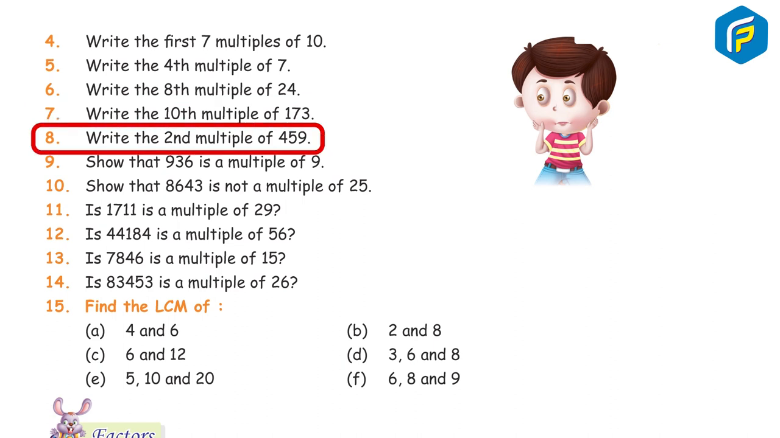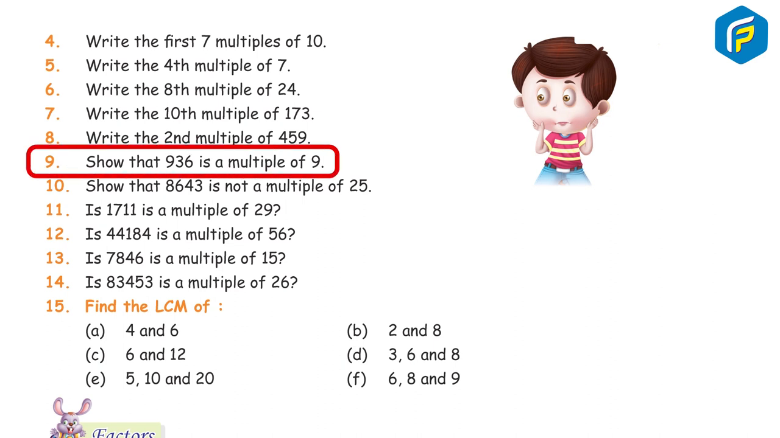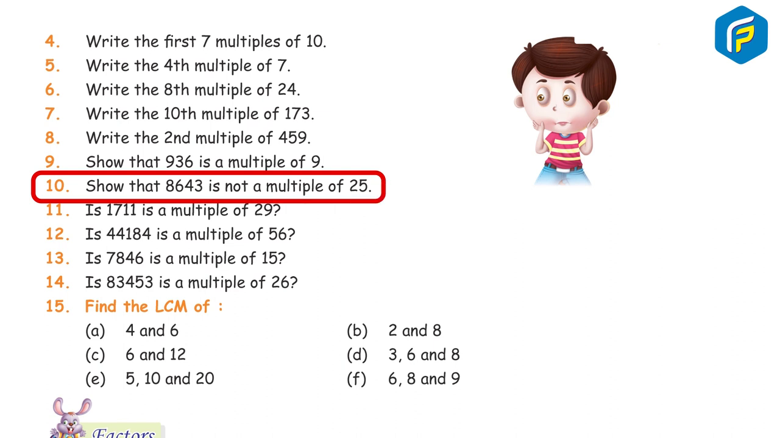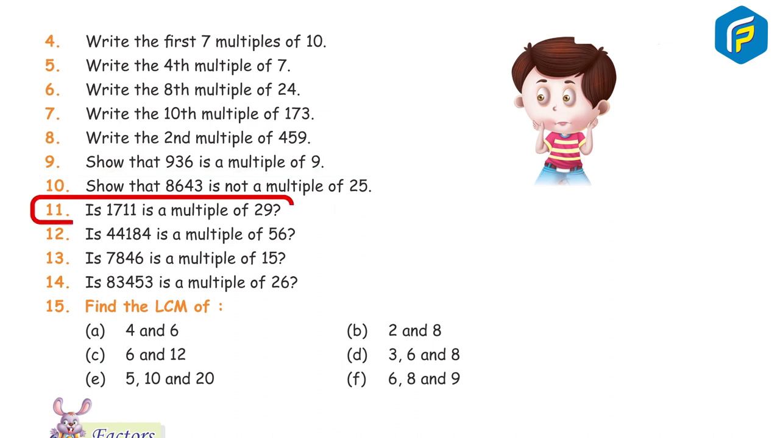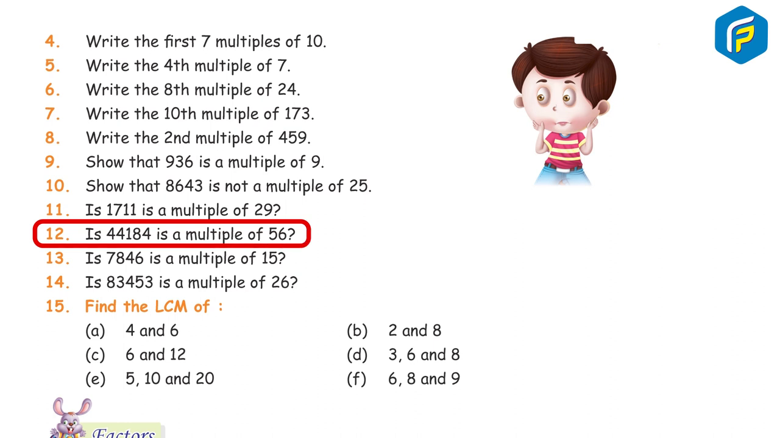Write the second multiple of 459. 459, 918, 1377. Question 9. Show that 936 is a multiple of 9. Question 10. Show that 8643 is not a multiple of 25. Question 11. Is 1711 a multiple of 29? Question 12. Is 44184 a multiple of 56?